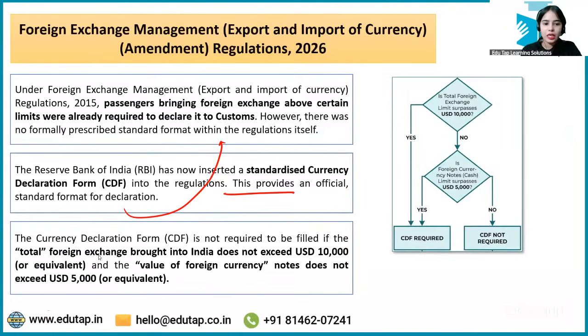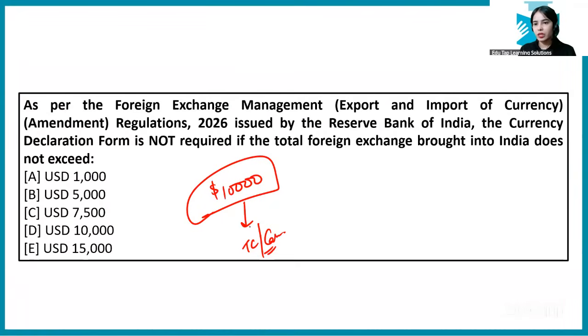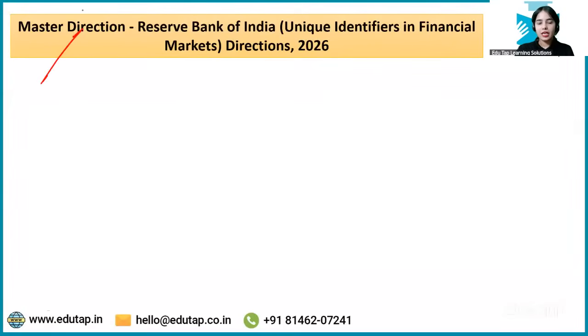Total foreign exchange can be in the form of cash that you are bringing, the dollars, the notes, or the traveler's checks. So total foreign currency can be brought in the form of cash as well as traveler's checks, while the 5,000 limit is only for the cash. Now, I hope this is clear that this $10,000 limit is for the traveler's checks, the cash, any other form of money being brought into the country. $5,000 is for the cash only. Got it? Chalo. Now the next is unique identifiers that we are going to discuss.